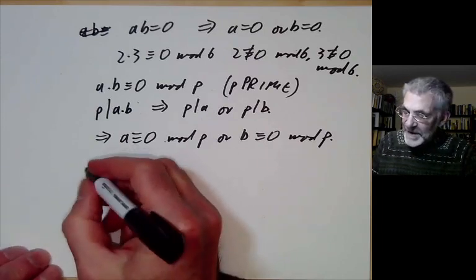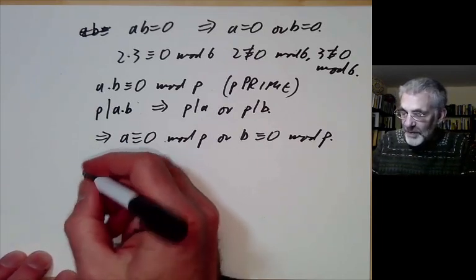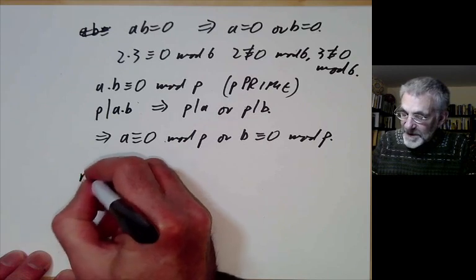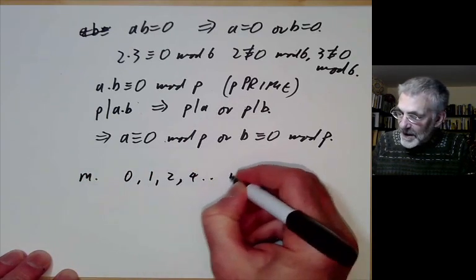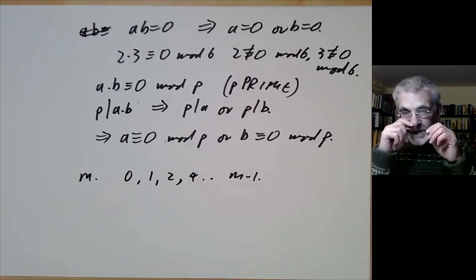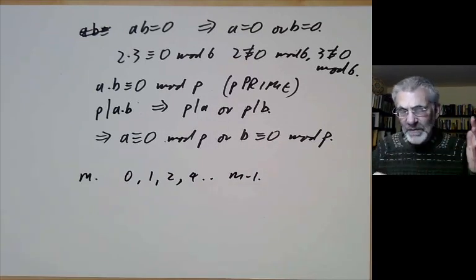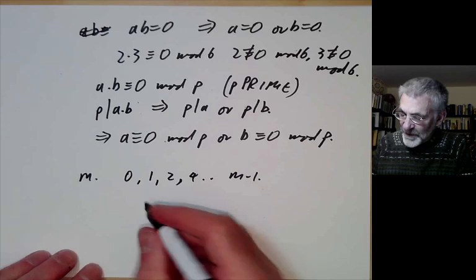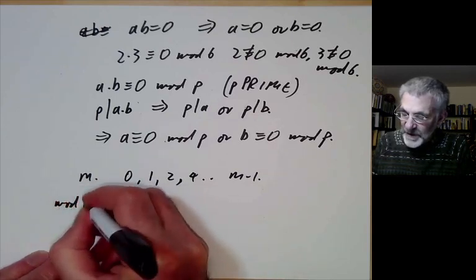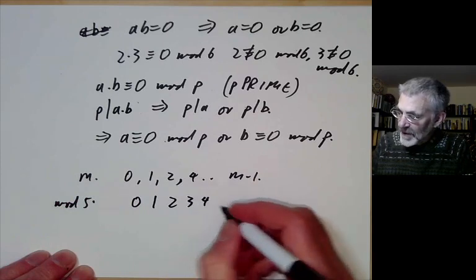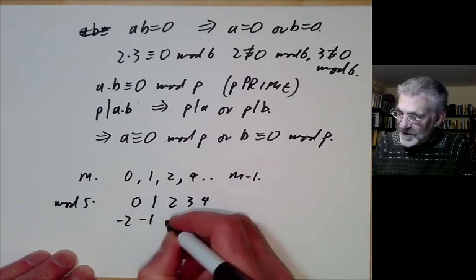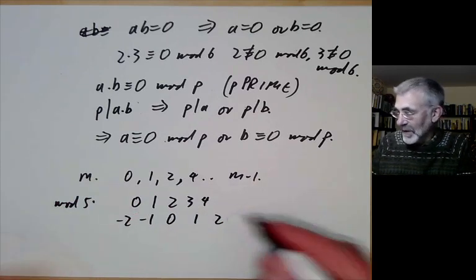So if we're taking a set of residue classes modulo a number m, say, we can obviously take the numbers 1, 2, 3, 4, up to m minus 1 as the obvious choice. There's no real reason why we have to do that. If we're taking numbers modulo 5, for example, instead of taking 0, 1, 2, 3, 4, we could take minus 2, minus 1, 0, 1, 2.